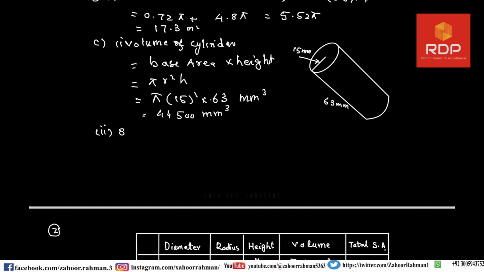That was the first part. Now the second part is the surface area. So surface area is equal to 2 pi r square plus 2 pi r h. Simply inserting the values, r is 15 square plus 2 pi, r is 15 and h is 63, and that will be in mm square.